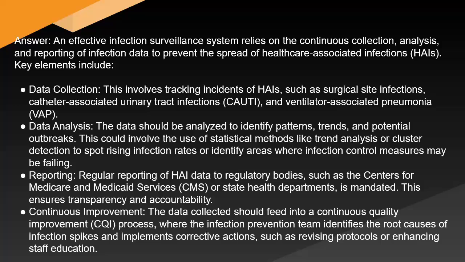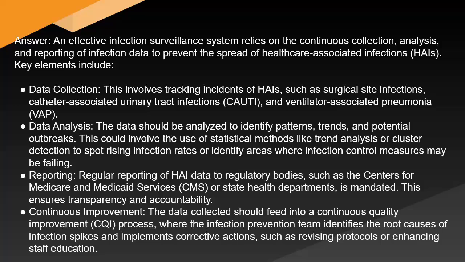Key elements include data collection. This involves tracking incidents of HAIs such as surgical site infections, catheter-associated urinary tract infections, CAUTI, and ventilator-associated pneumonia, VAP. Data analysis. The data should be analyzed to identify patterns, trends, and potential outbreaks. This could involve the use of statistical methods like trend analysis or cluster detection to spot rising infection rates or identify areas where infection control measures may be failing.